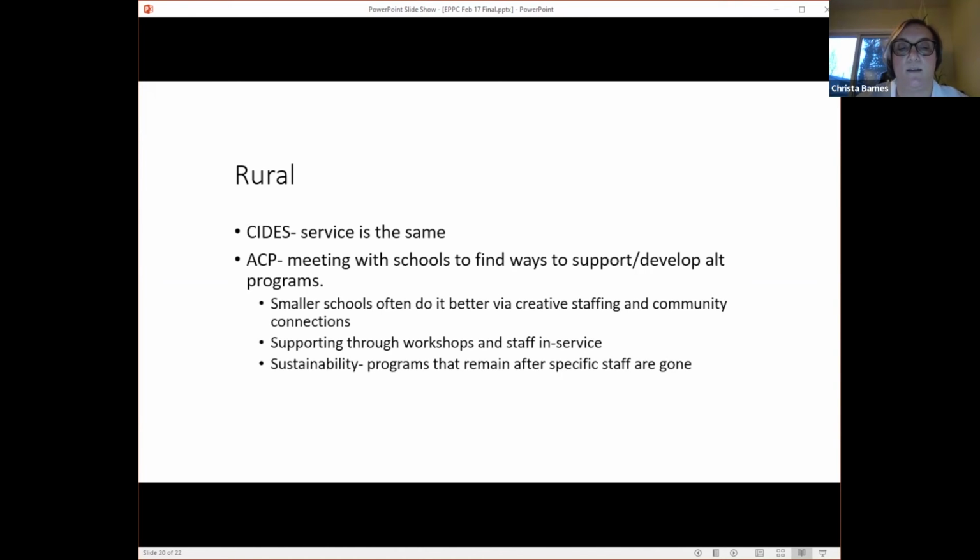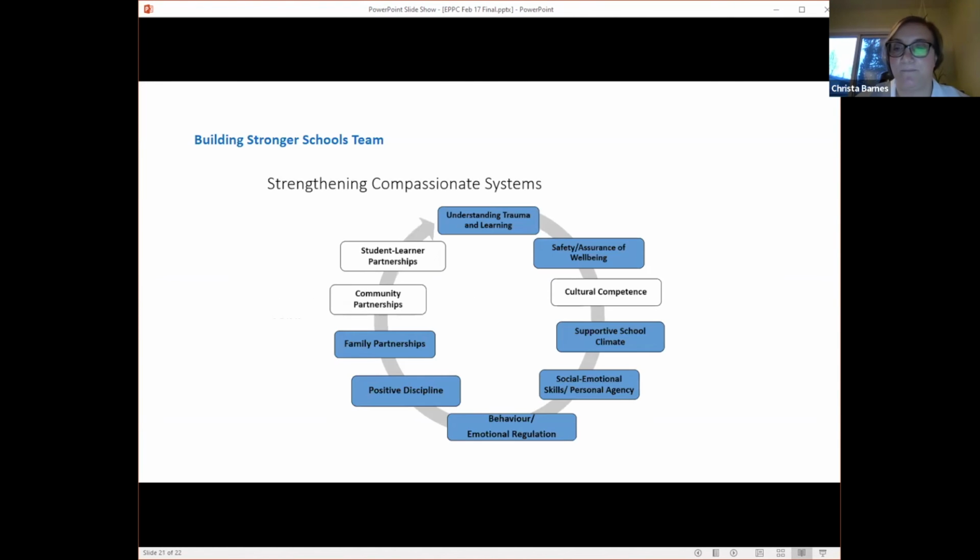And then looking at the sustainability is a bit of a challenge, I would say, because when you look at the Valley and Mackenzie as well, when we're staffing those programs, after specific staff are gone, sometimes it's hard to maintain them. And sometimes it's hard to find the staff in the first place. So that is all for me.